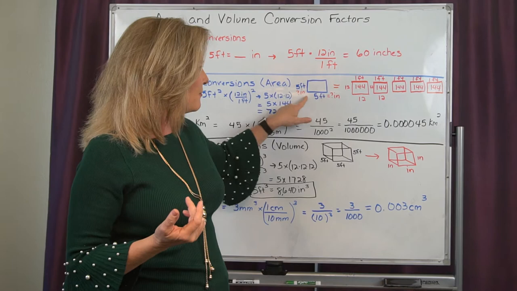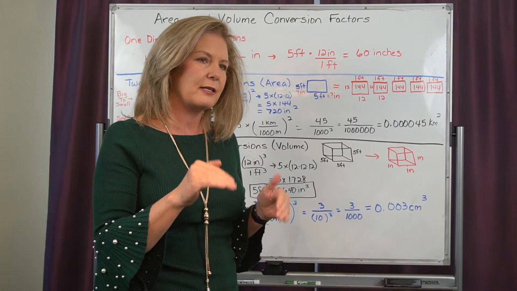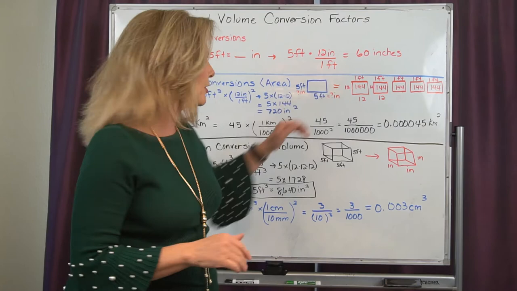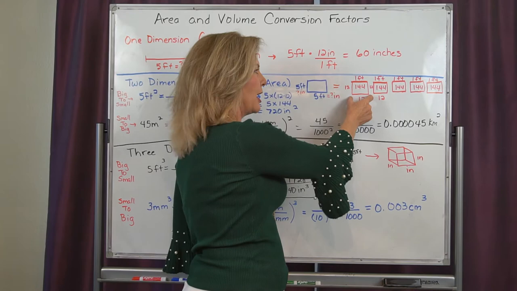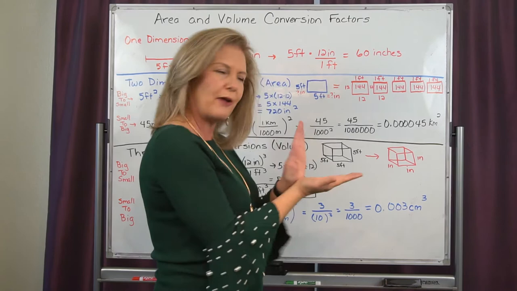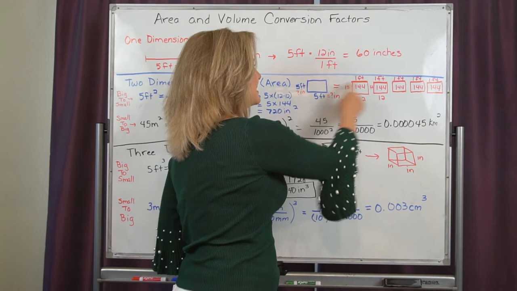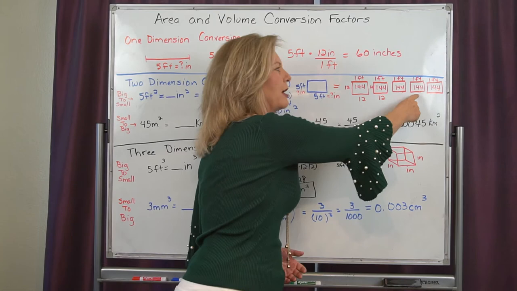Well, all I'm doing is I'm changing from feet to inches. Okay, I'm not changing the size of this figure. Well, think about this. For every foot, there's 12 inches along your length and 12 inches along your width. That means I have to do a 12 by 12, which is 144 inches per that first foot. But then my second foot would also have 144 inches, my third foot, 144 inches, my fourth, 144 inches, and my fifth, 144 inches. So we can see that we're squaring that.